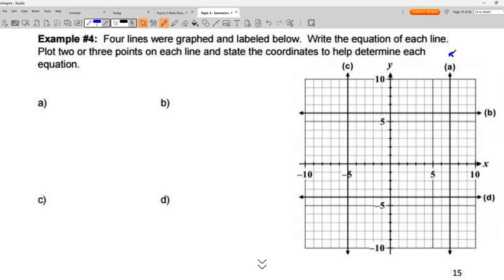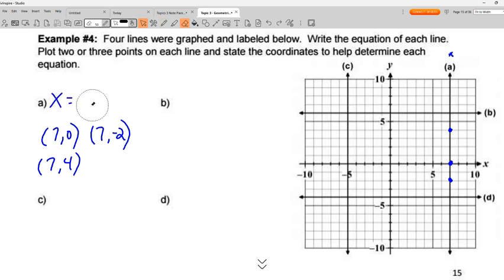I notice that this point right here is on line A, and that has coordinates of (7, 0). Another point on that line is right here, and that point is at (7, 4). Another point on that line is right here, and that's the point (7, -2). Notice that every point on this line has an x coordinate of 7, so the equation of that line is x equals 7. Let me clean that up. x is equal to 7. So let's go ahead and label that. x equals 7.